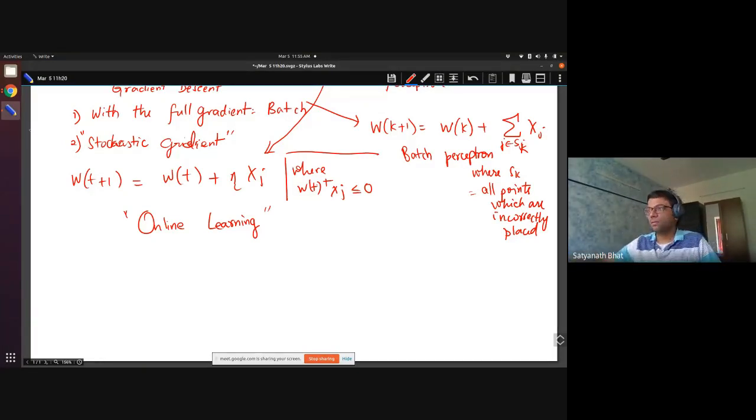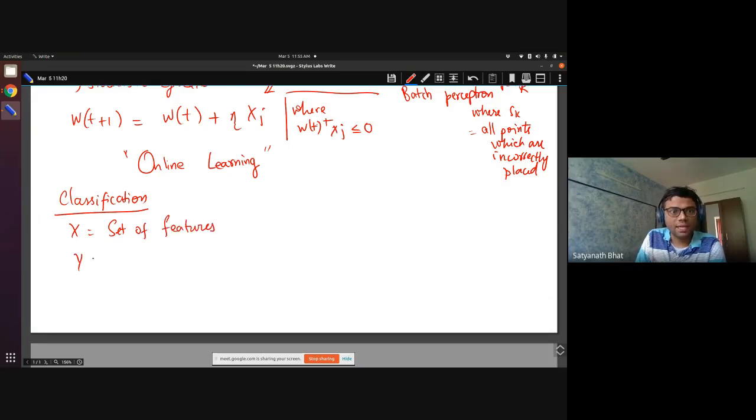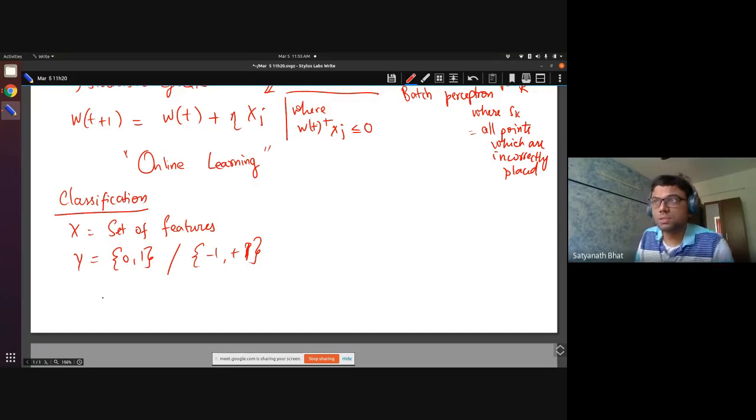So now we are going to discuss the next problem. All that we have been doing so far was a classification problem. Classification is what? You have X, which is your set of features, and then Y was either 0, 1, two classes, or Y was -1, +1. We have focused only on the classification problem. Now we would like to do something more. We want to learn a function.